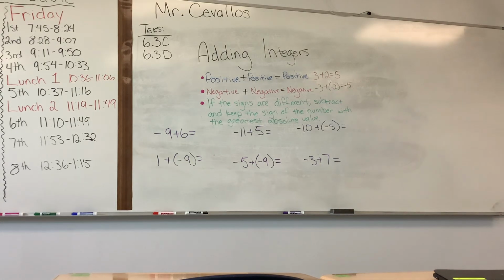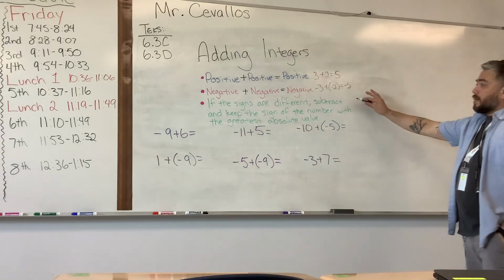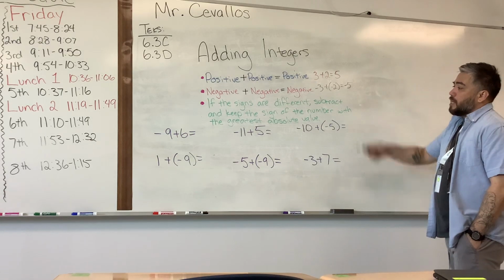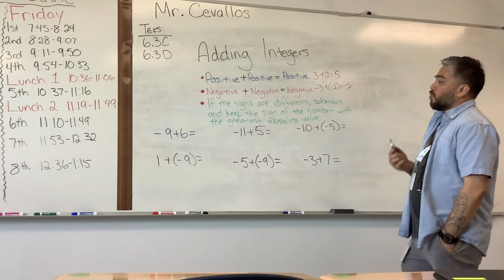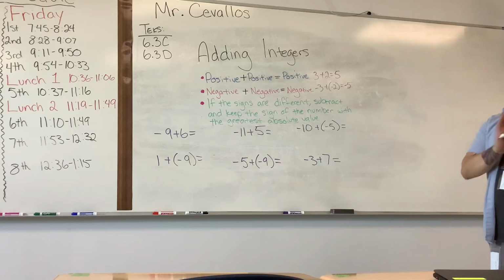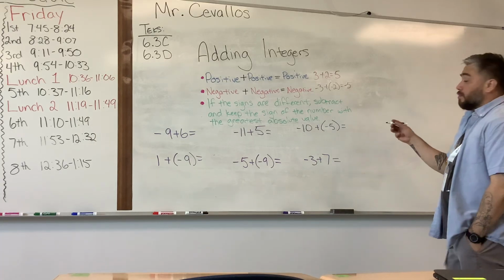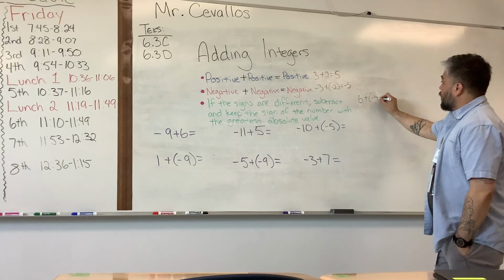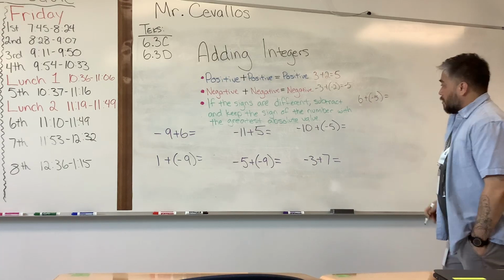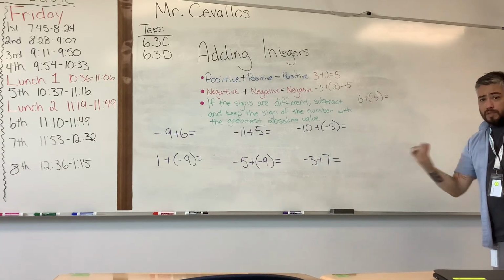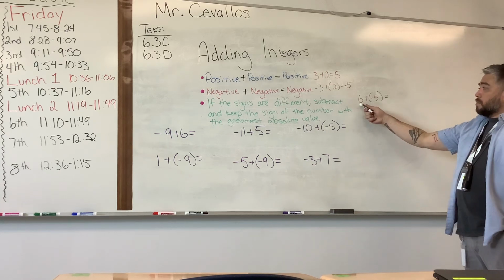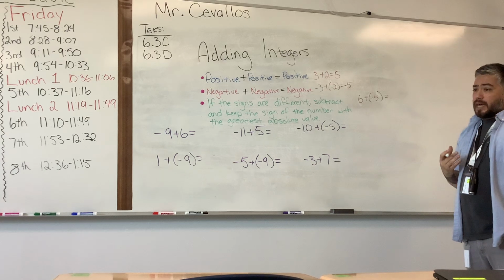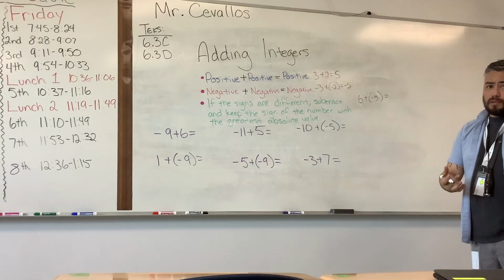Now, what happens if the signs are different? Then you subtract and you keep the sign of the number with the greatest absolute value. I'll give you two examples. 6 plus negative 5. Remember, absolute value is the distance from 0. Whether 6 is positive or negative, it still has the greater absolute value.